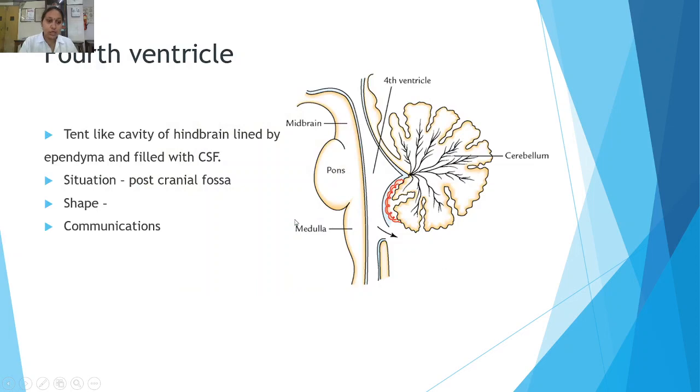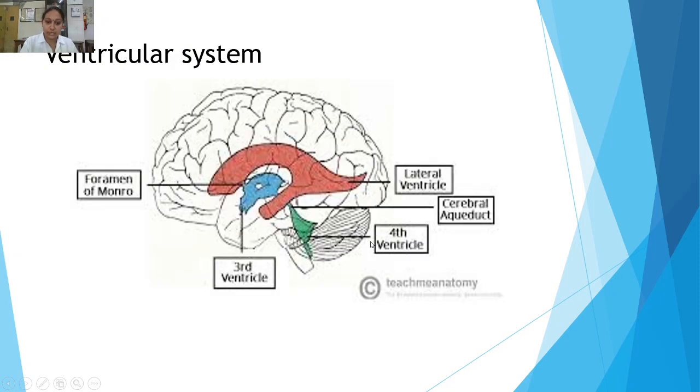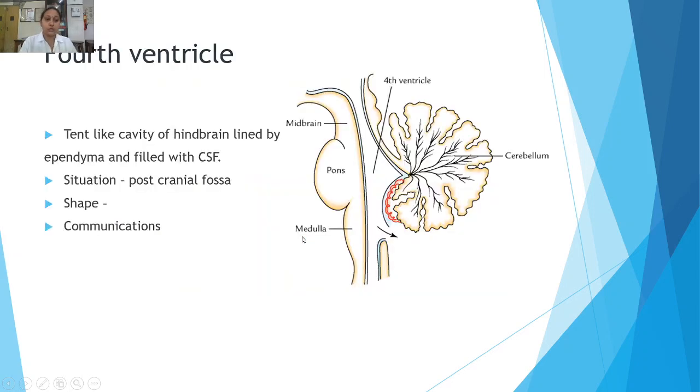The cavity of the rhombencephalon is the fourth ventricle. That is denoted by this green part. We are going to discuss it today. So, session objectives for this topic, the fourth ventricle.